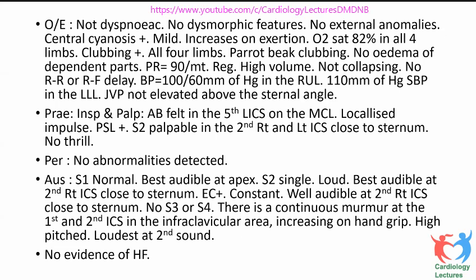Two: a situation where the aortic component is loud and the pulmonary component is so feeble that only the aortic component is audible. Example? TGA, transposition of great arteries, or tetralogy of Fallot, especially with pulmonary atresia or associated pulmonary stenosis, where the pulmonary component is so feeble that it is almost not recognized.